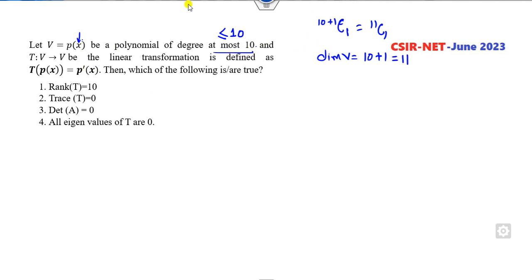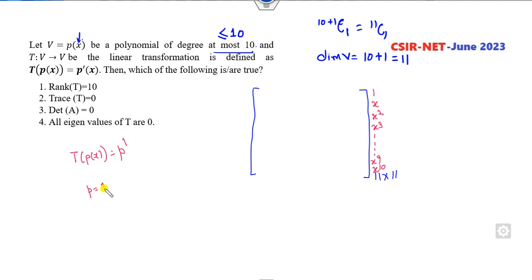A mapping is given to you here. So we can define an 11 cross 11 matrix. So what are the bases of this? 1, x, x square, x cube, up to x9 and x10. The mapping given to you is the derivative. That's very simple. Look at the first basis. If I consider p as 1, the derivative will be 0. That's a constant. Rest all values are 0.